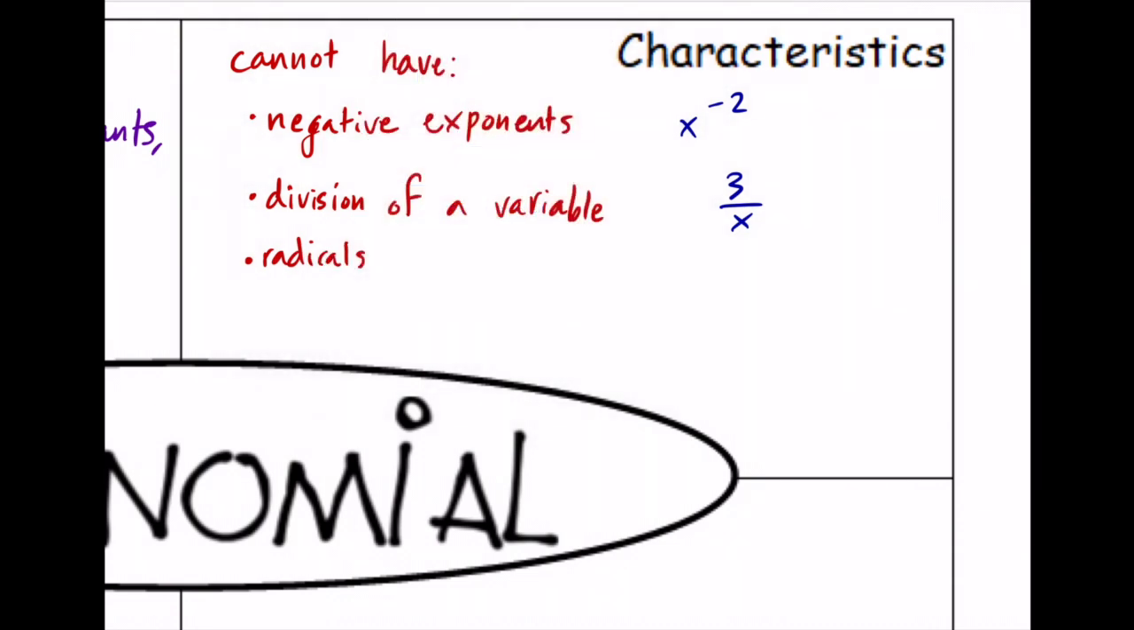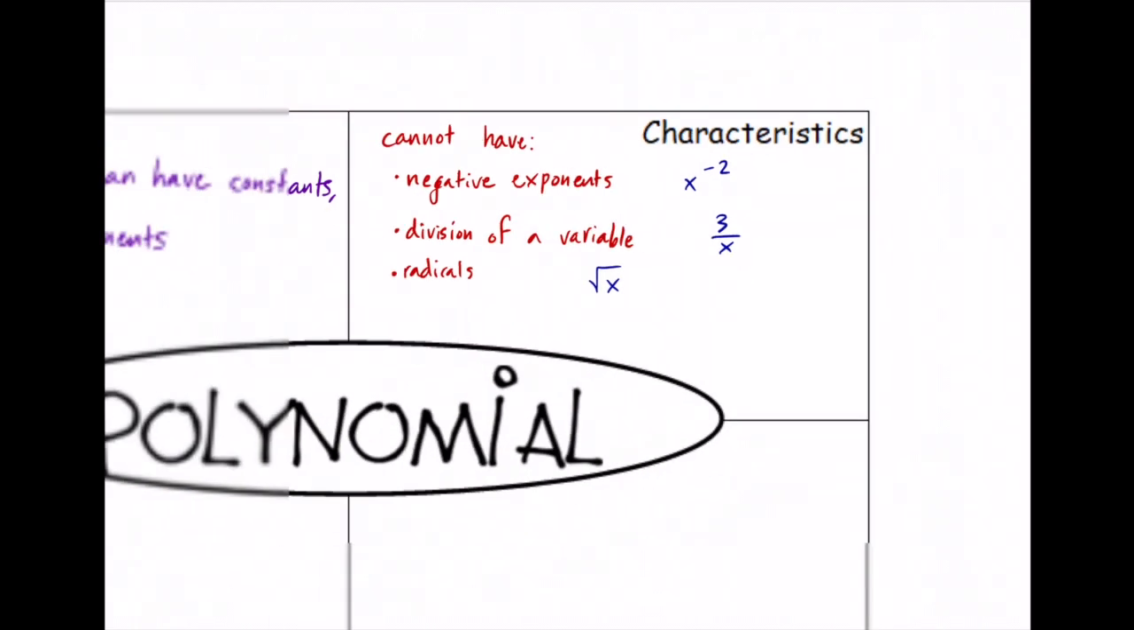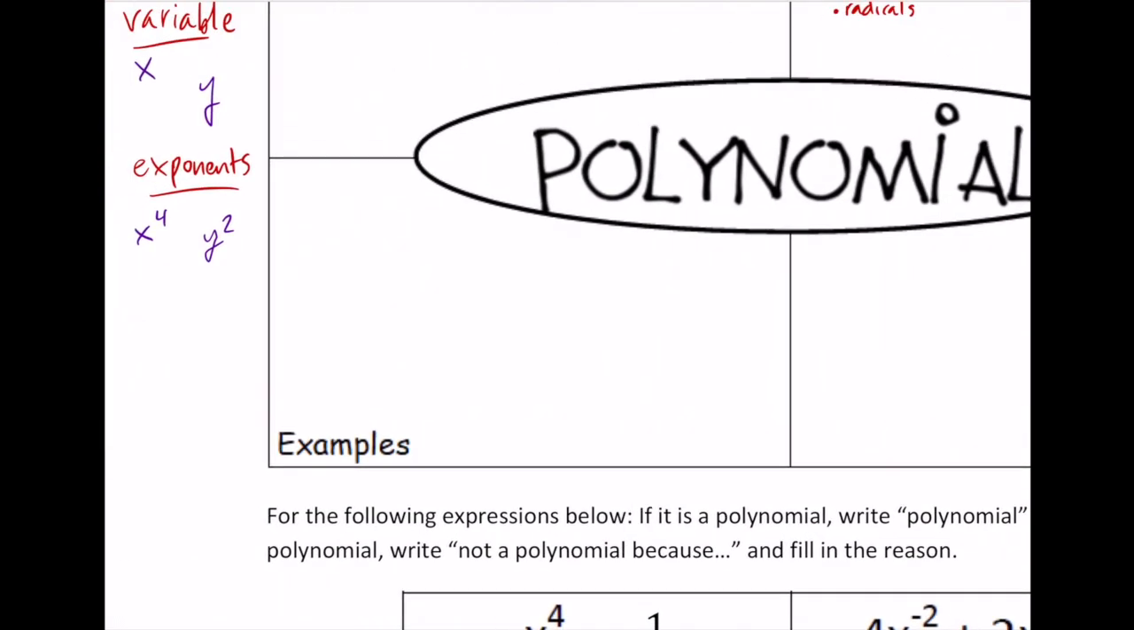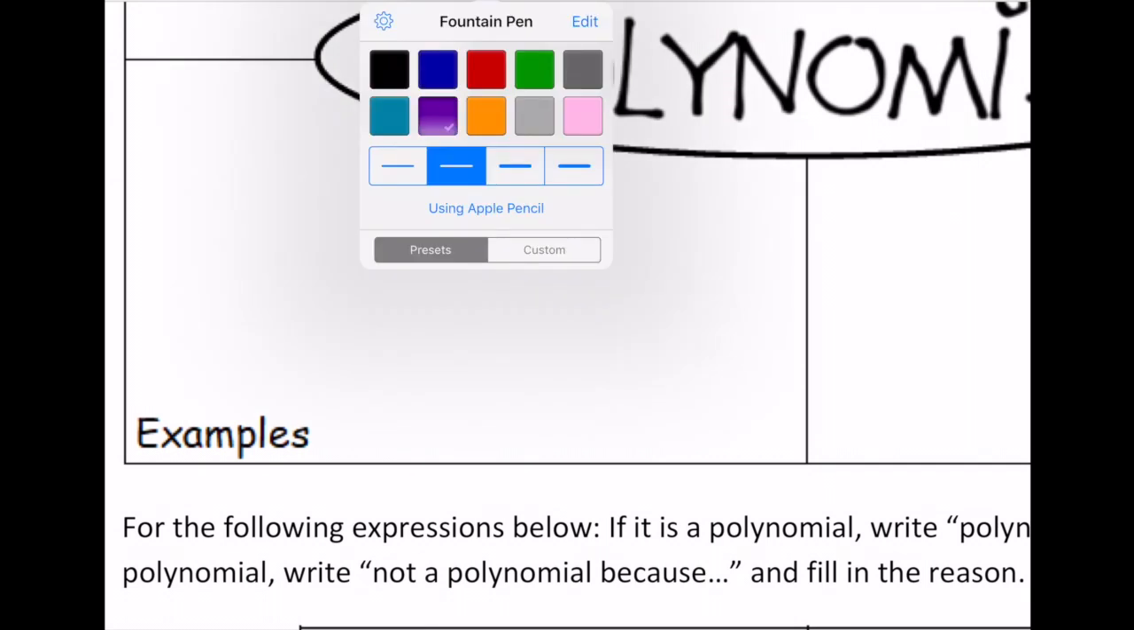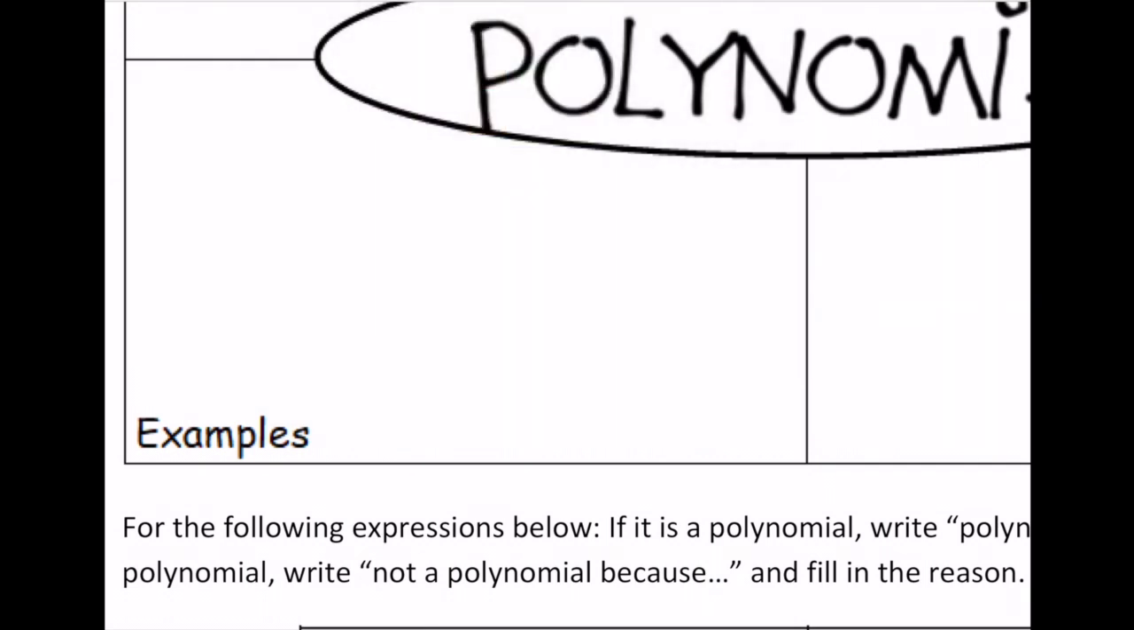So an example of that, the square root of x. We're not going to see that because our polynomial cannot have that. All right, let's take a look at some examples of polynomials. So something like a constant as simple as 17. This could be a polynomial.